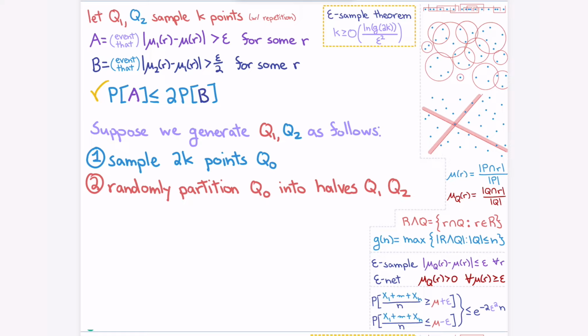So at some level, I want to know if q1 and q2 will disagree on some range, right? And originally, I'm worried about all g of n ranges. But if I do it this way, how many ranges am I worried about? G of 2k, right? Because once you get down to the 2k, now you have to distinguish much fewer shapes. Just subsampling down to 2k first already collapses the number of ranges you have to worry about.